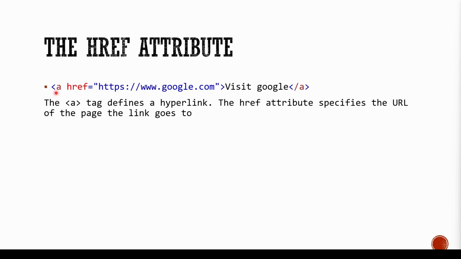Here we have the anchor tag. This anchor tag defines a hyperlink. If you click on this link, it's going to take you to that link. The href attribute specifies the URL of the page the link goes to. So if you click visit Google, it is going to take you to whatever you write here in this value. So href is the name and the value is whatever web page you want your users to go to.